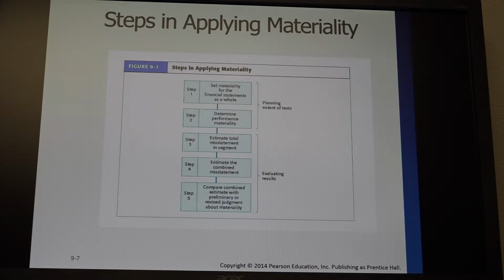Understand that the lower the dollar amount of materiality that you have, the more evidence that you're going to have to collect as well. Understand also that when you're setting this materiality for financial statements as a whole, it's a preliminary process, and this number may change as you get into the other parts of the audit.